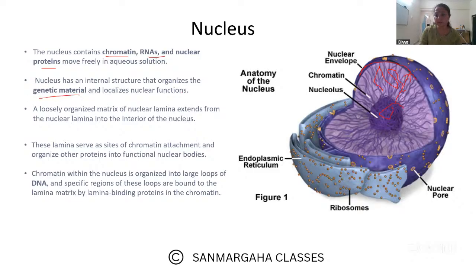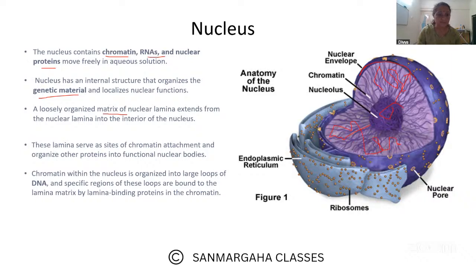The nucleus also has the structure called genetic material. This chromatin network condenses to form the chromosomes, which have the genetic material, and it is responsible for transmission of characters from one generation to the other. The matrix of nuclear lamina extends from the nucleolus to the envelope, and this nuclear lamina is the site of chromatin attachment.